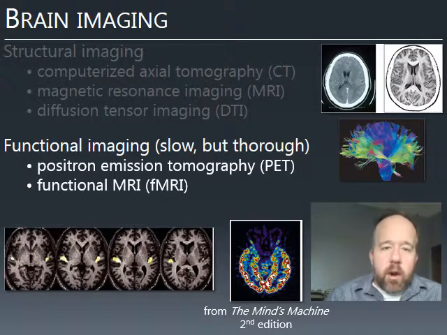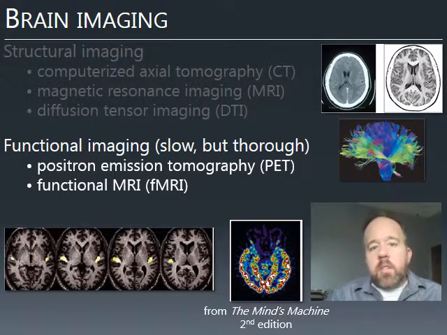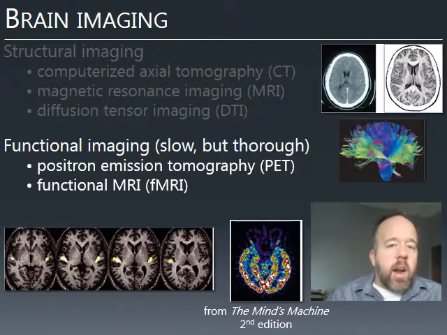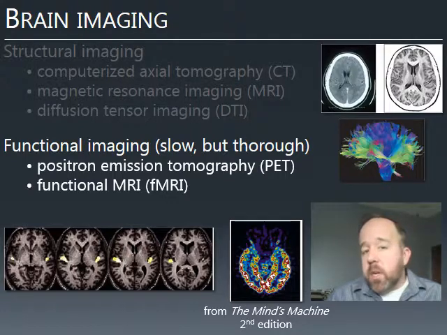And more active areas get more blood. And so we can detect that change in the magnetic field of the brain by using fMRI. And this is a very popular technique now in psychology for looking at brain activity as a person performs a particular task. PET is now not used so much, but it was used for the same purpose.